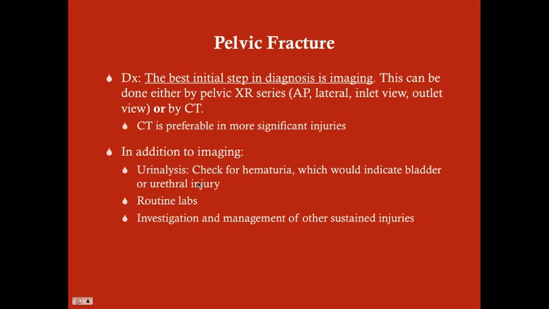In addition to imaging, you want to have a urinalysis. What we're looking for here is hematuria, which can be either microscopic or gross, and that's going to indicate bladder or urethral injury, which can happen with pelvic fracture. We also want to have routine labs. That's also to see if there's any blood loss, and also to get a cross type. So in the event that we have to either now or later transfuse the patient, we know what the blood type is and make sure that we have that ready.